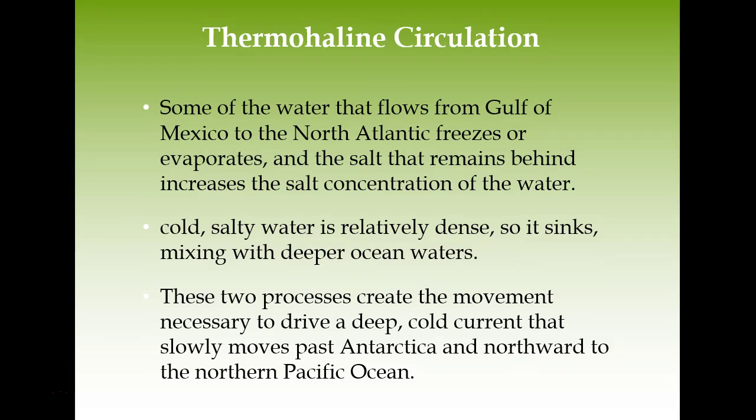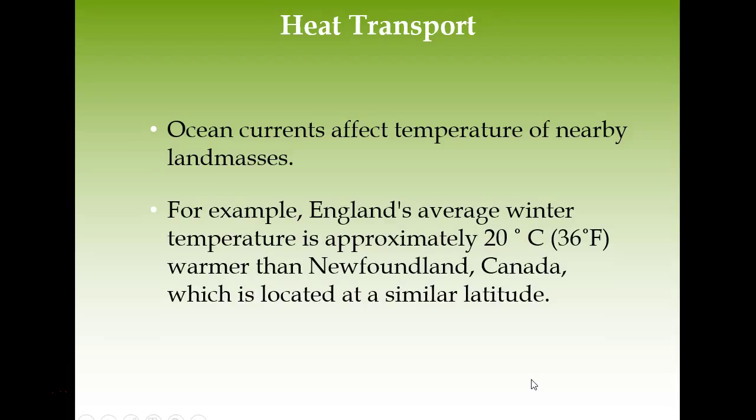And these processes basically drive the cold current that moves past Antarctica, which results in this large, massive transportation of heat, because now we just have this cold water moving along the bottom of the ocean floor and this warm water moving along the top. So ocean currents can definitely affect the temperature of nearby land masses.